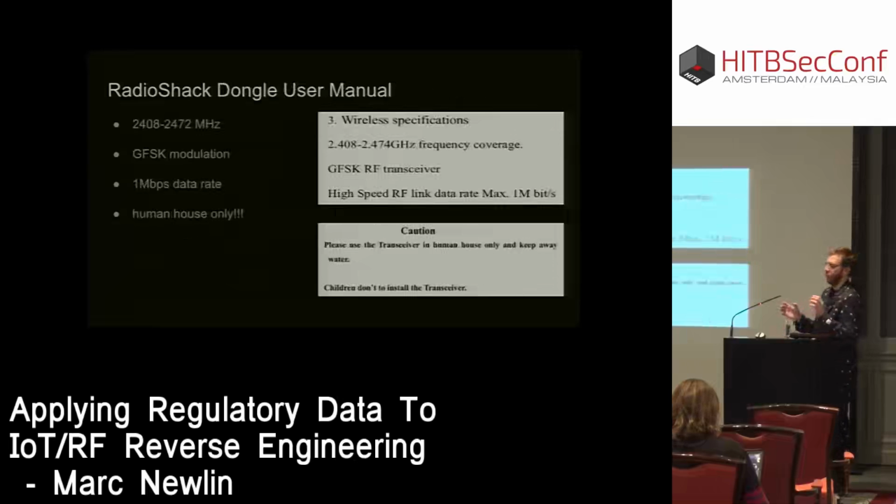So this is from the dongle user manual. This is kind of an interesting case where you have physical layer information in the user manual. So this tells us, again, GFSK RFIC, 1 megabit data rate. We see this channel range. Apparently, you can only use it in a human house. It's unclear what that is intended to mean.